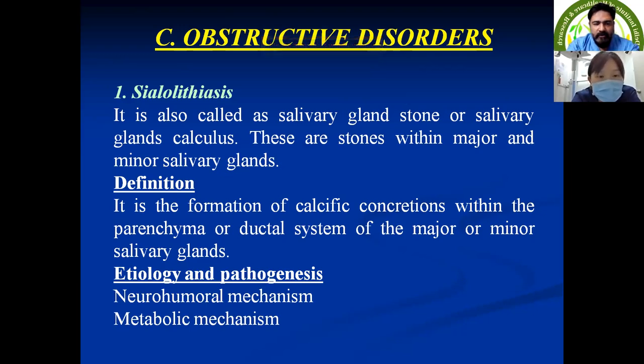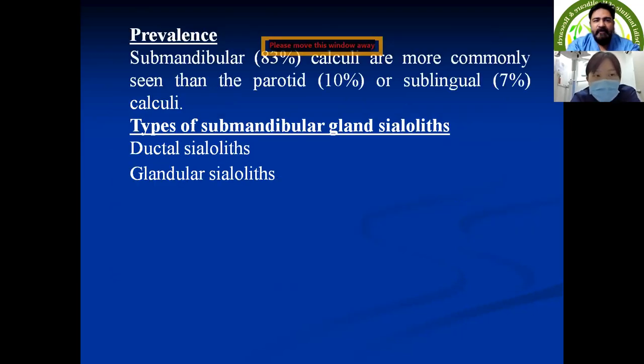So etiology and pathogenesis: neurohormonal mechanisms, metabolic mechanisms. Prevalence: calculi are more commonly seen in the submandibular gland, 83%, than in the parotid, 10%, and sublingual, 7%. So in the submandibular gland, the maximum number of calculi are seen. The types of submandibular gland sialolithiasis are ductal sialolithiasis and glandular sialolithiasis.